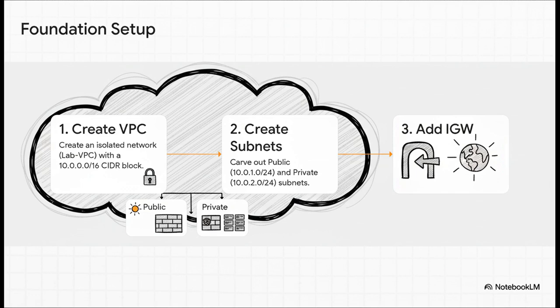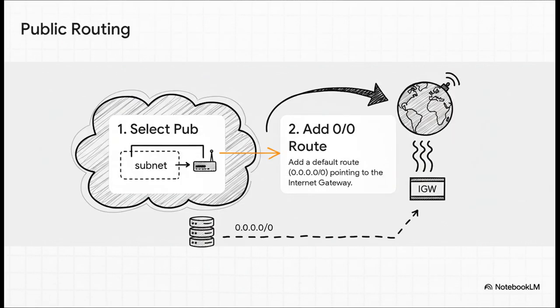Finally, we create an internet gateway, or IGW, and we attach it to our VPC. You can think of this gateway as the front door to the outside world. Okay, now this is a really critical step. A subnet isn't public just because we give it that name.